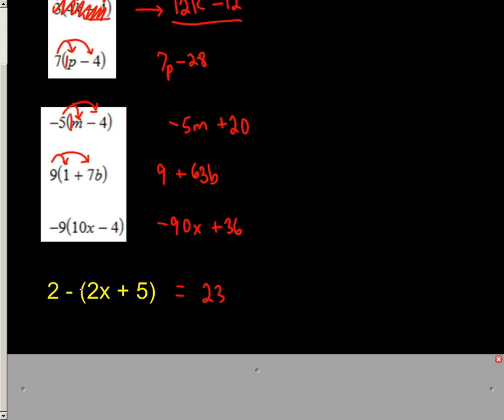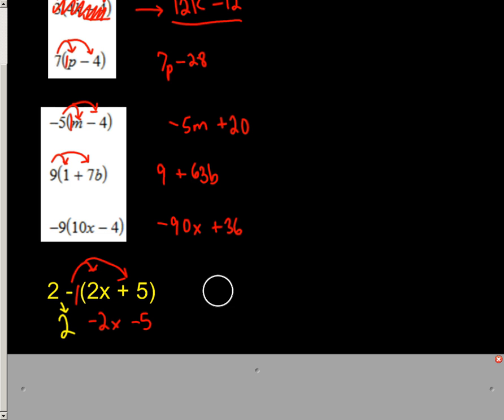But what do we do when there's no number on the outside? There's an invisible number, and you look in front of it. Is it a minus sign? Is it a plus? In this case, it's negative 1. So that becomes negative 2x, and this becomes negative 5. What do we do with the rest of it? We just pull it straight down. Okay, so this 2 comes straight down. If it's an equation, I pull down the equal sign and equal 23.